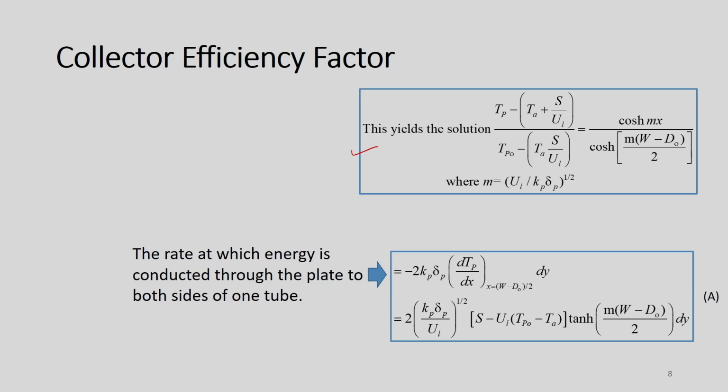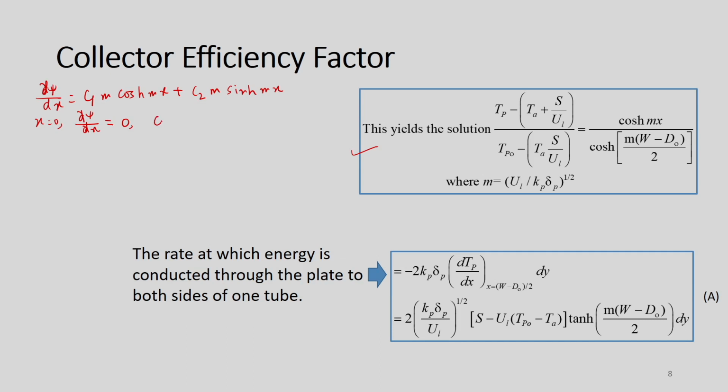So, we know the xi, and then we can write d xi by dx is equal to C1 m cos hyperbolic mx plus C2 m sine hyperbolic mx. Okay. So, we can use the boundary condition here. So, at x equal to 0, the d xi, since it is one dimensional, will be 0.